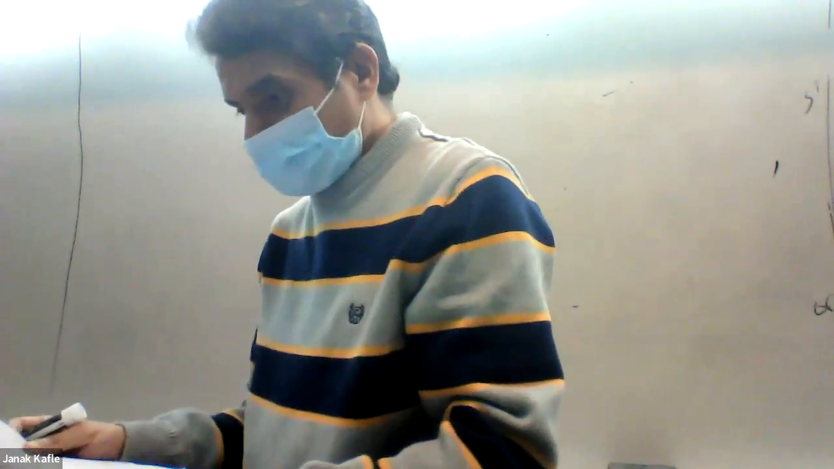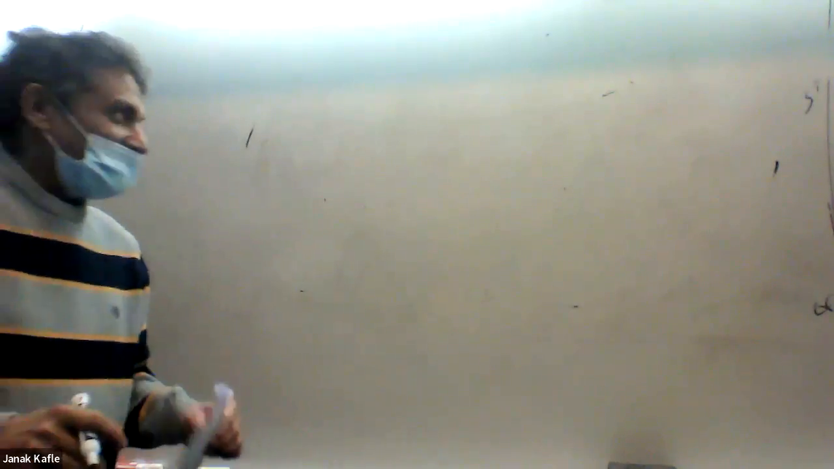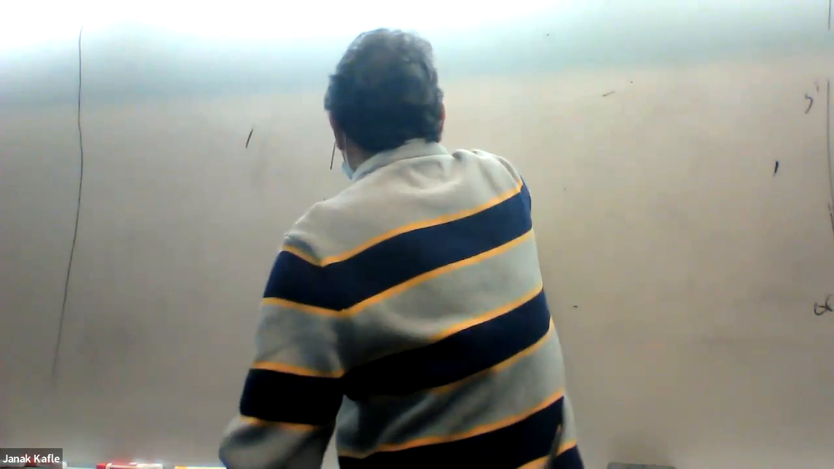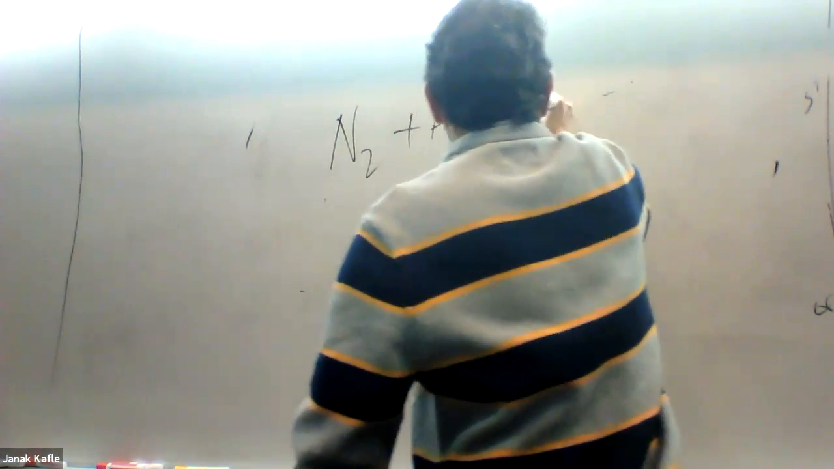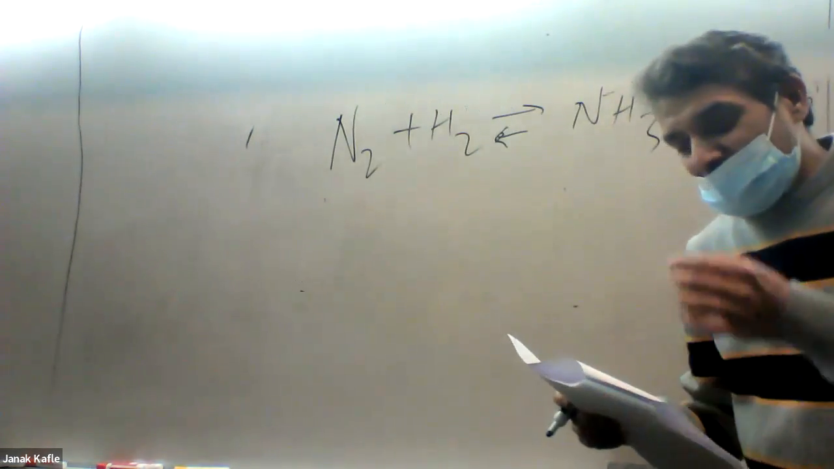Here is a question: which of the following statements about chemical equilibrium is not true? There are a lot of true ones, but one is not true. So let's write one equation here: N2 + 3H2 ⇌ 2NH3. Which one is not true about this equation?